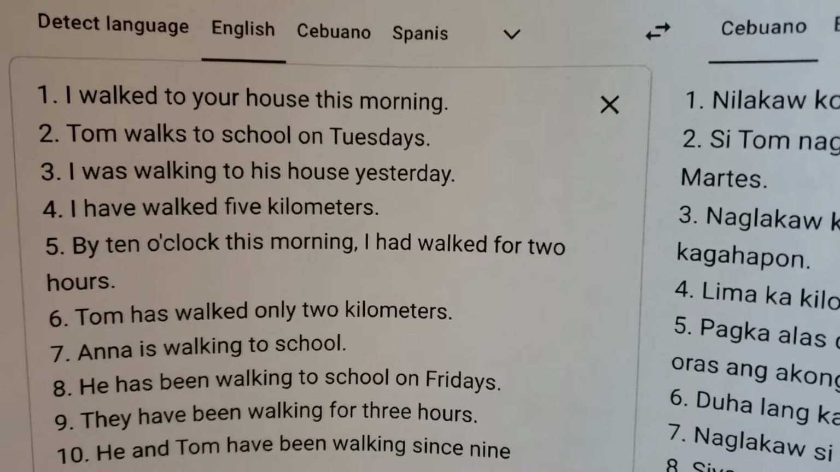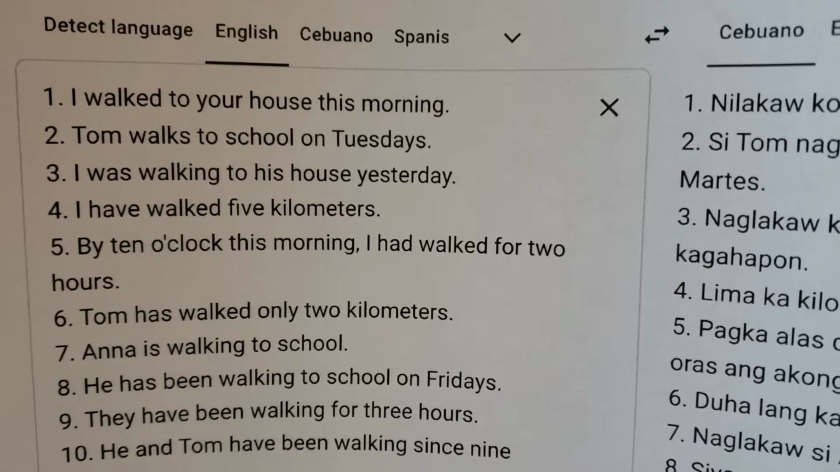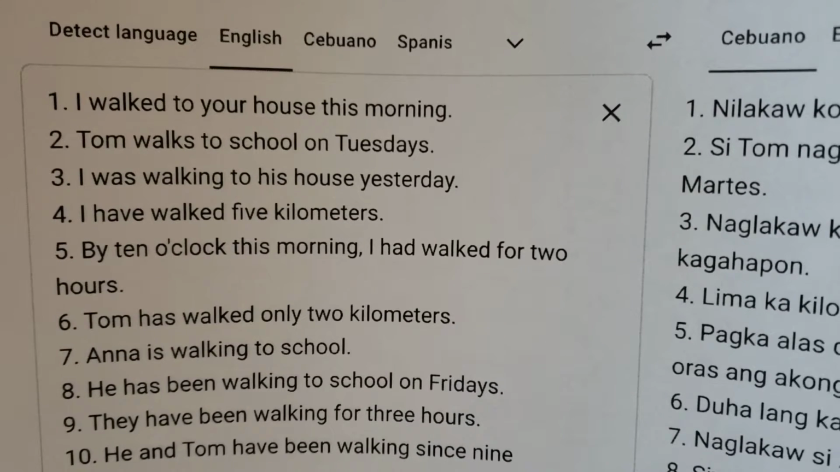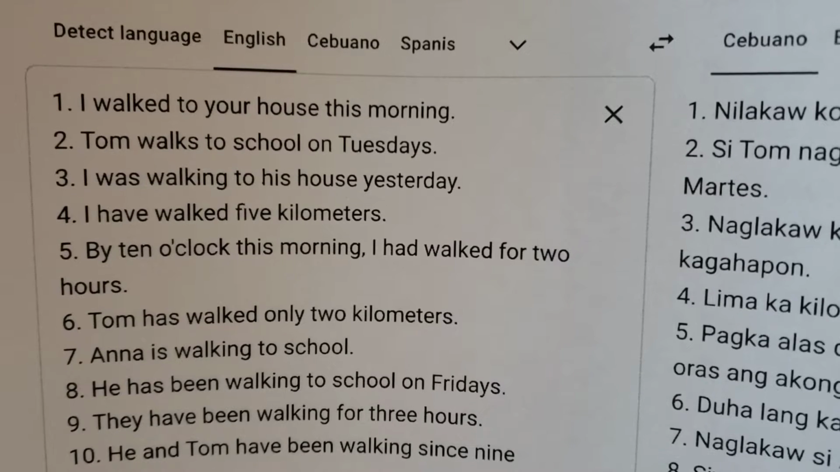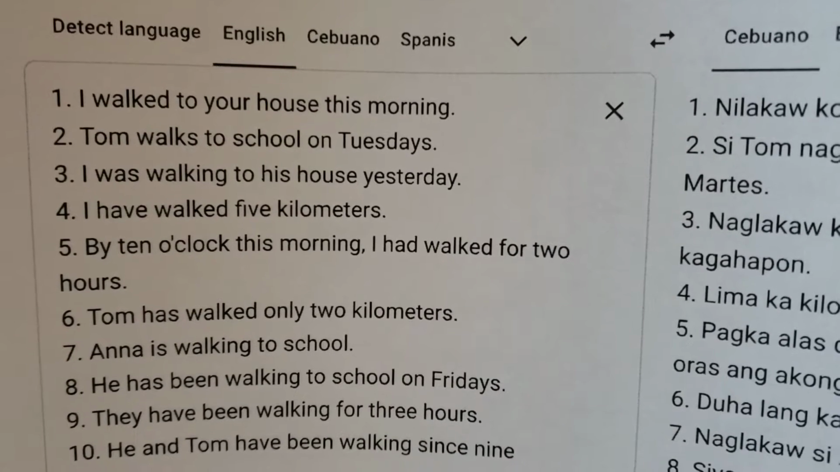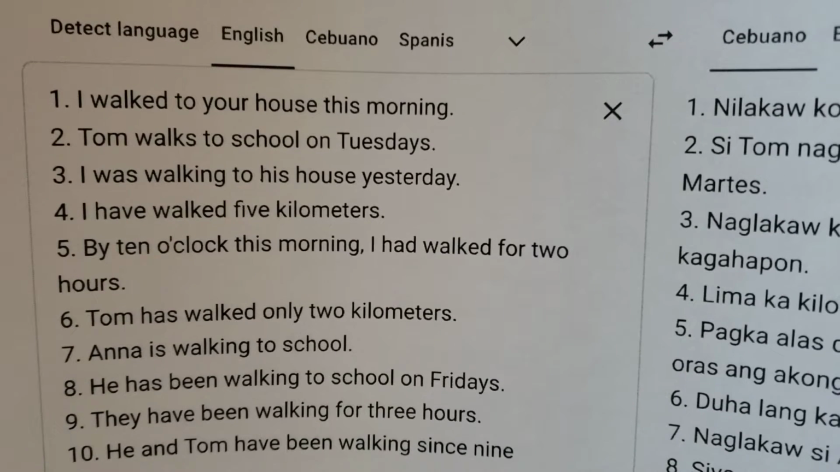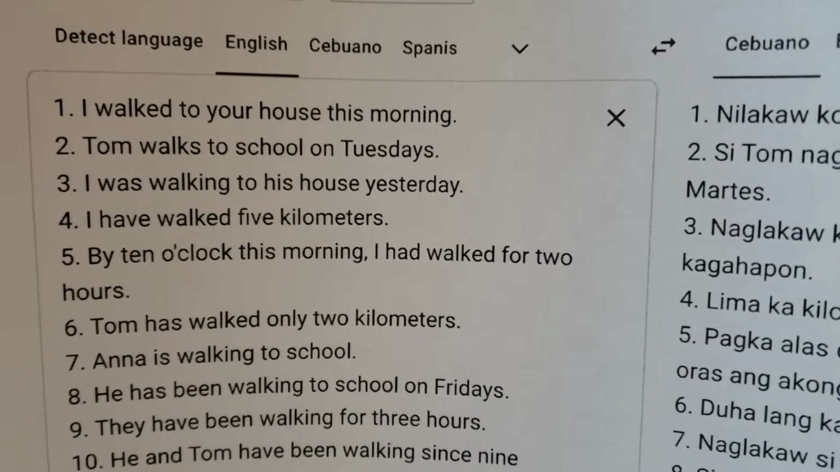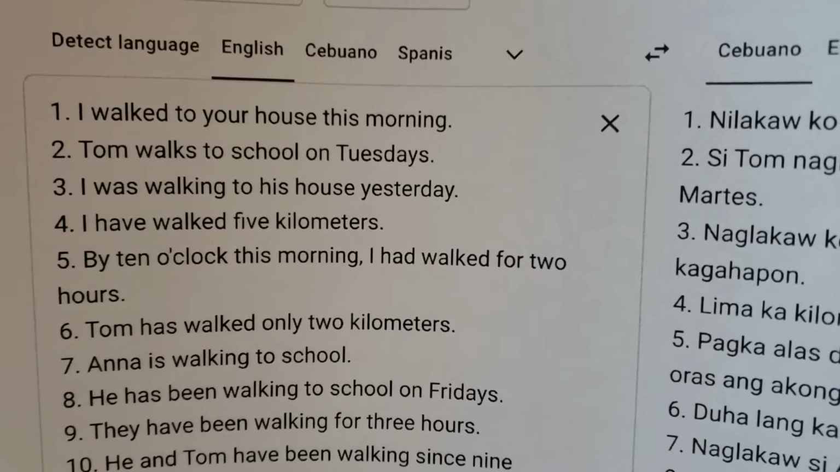Number six, Tom has walked only 2 kilometers. Example of a present perfect tense. An action that began in the past extends into the present. So it's the same as number four. Present perfect tense. Began in the past, extends into the present, and we don't know if it will continue in the future.